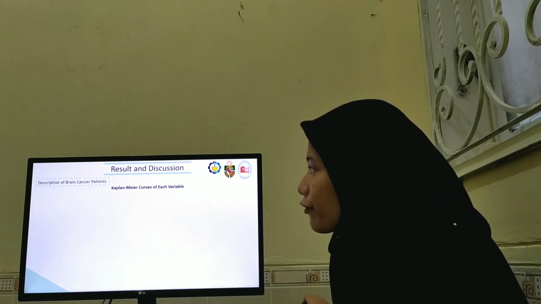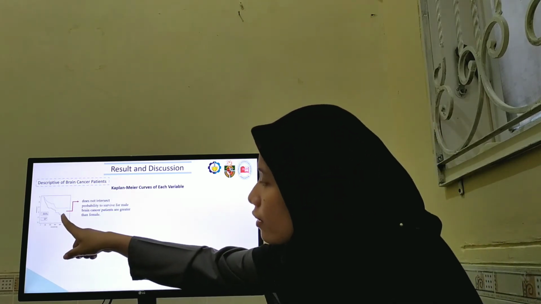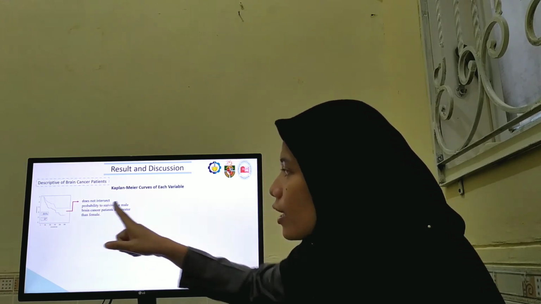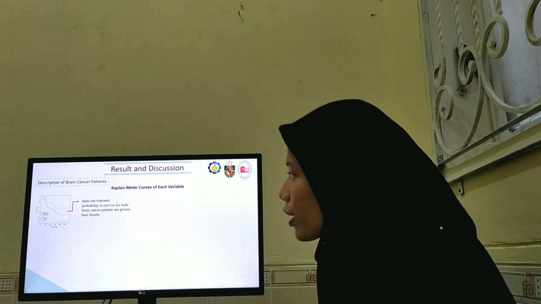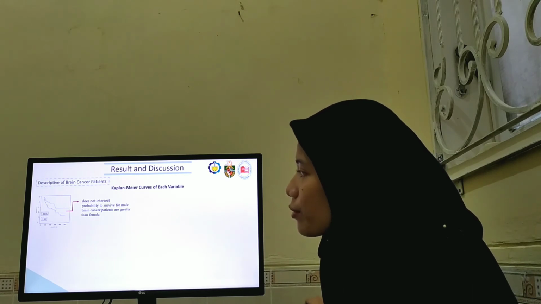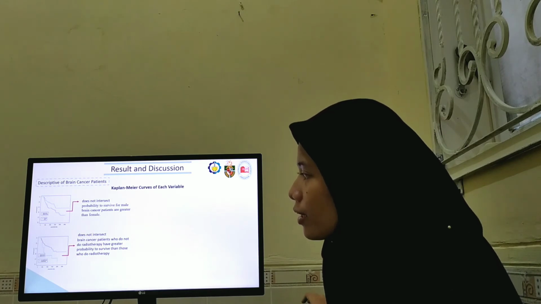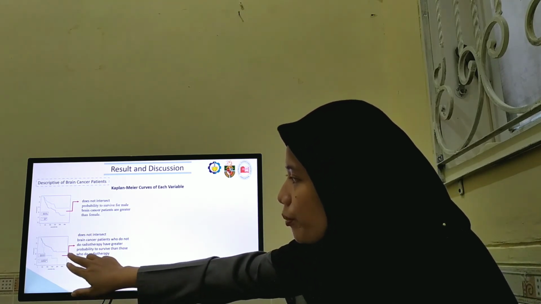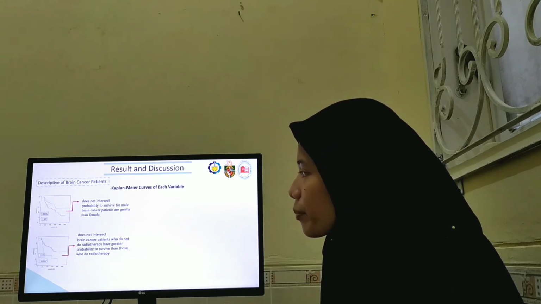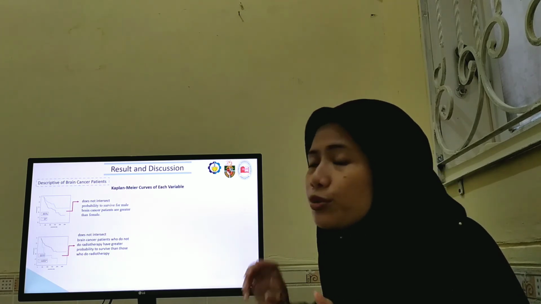Here is the Kaplan-Meier curve of each variable. First is the sex variable. We know that the lines of each group in the sex variable don't intersect, which means that the probability to survive for male brain cancer patients is greater than for female. We also know in the radiotherapy treatment variable, the two groups don't intersect, and it also concludes that the brain cancer patients who don't do radiotherapy have a greater probability to survive than those who do radiotherapy.